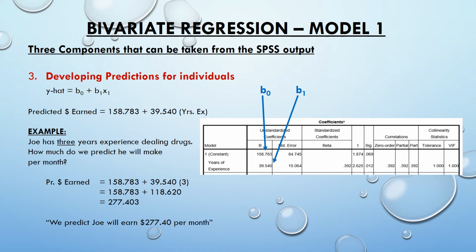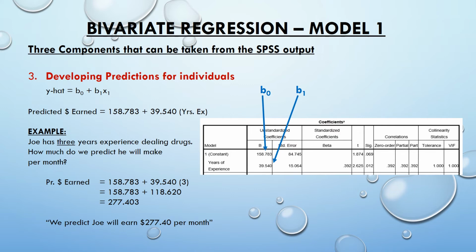Then we have B sub 1. B sub 1, we've seen before. This is our regression coefficient or slope coefficient for our first independent variable. So our first independent variable happens to be years of experience. And you'll see that it has a B1 value pointed to with the blue arrow of 39.540. And then finally in this model, we have X1. What's X1? X1 is the value of years of experience. So you could enter in any particular value you want, depending upon the person you're working with.